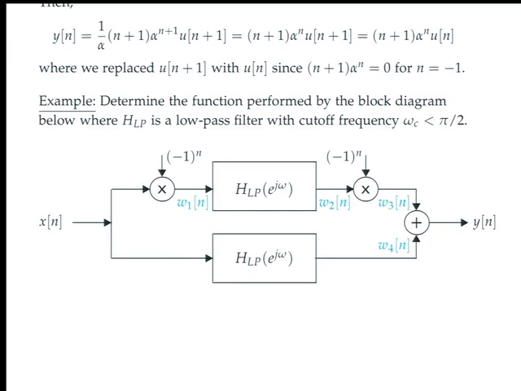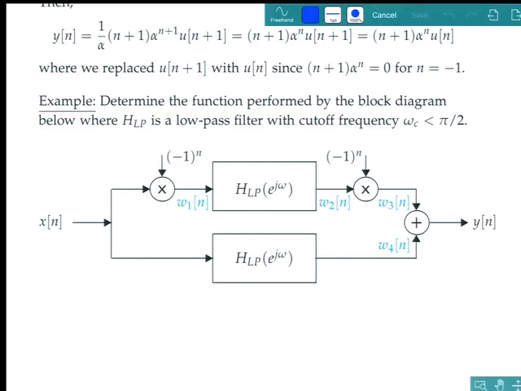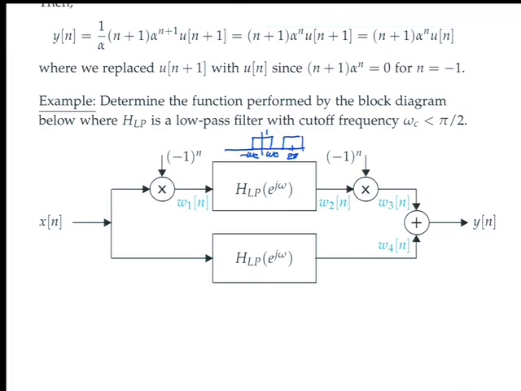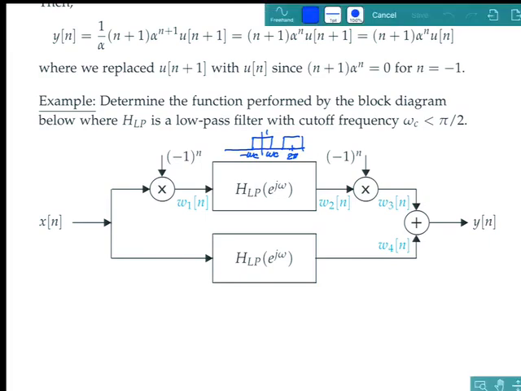Anyway, so we do know what H LP of e to the j omega looks like. It looks like this. Omega c, 1, and at 2 pi you get another copy of that. Right? All right? So let's do some work here. So let me now think of the Fourier transforms, DTFTs, of all these signals that are marked, W1, and so on. So this is x of n.